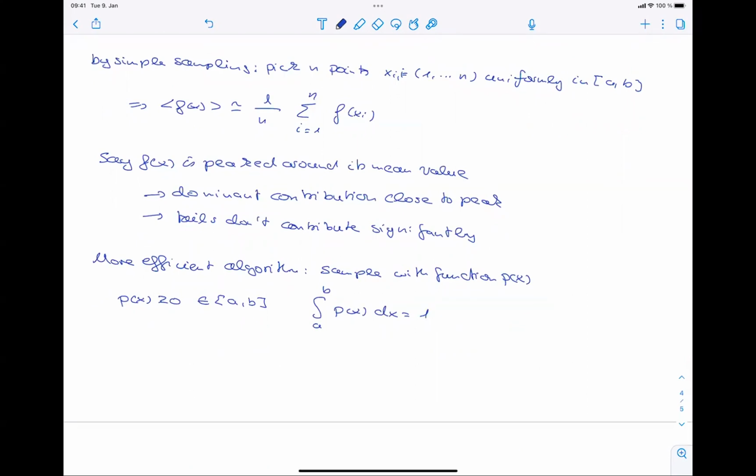And then I can write my average as 1 over b minus a as before, integrating from a to b. And now I would calculate this integral, integrating the states with this probability p of x.